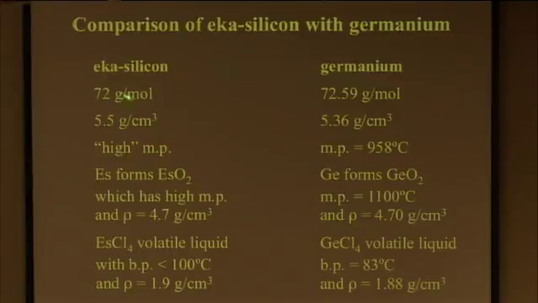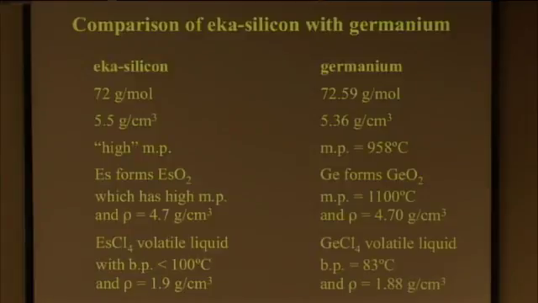Mendeleev said it would have an atomic mass of 72 grams per mole. In fact, it's 72.59. Said it would have a density of 5.5 grams per cubic centimeter. It's 5.36. This is 1869. Said it would have a high melting point, whatever that means, and it melts at 958 Celsius. He said it would form a dioxide with a high melting point and a density of 4.7. It forms a dioxide and its density is 4.70.